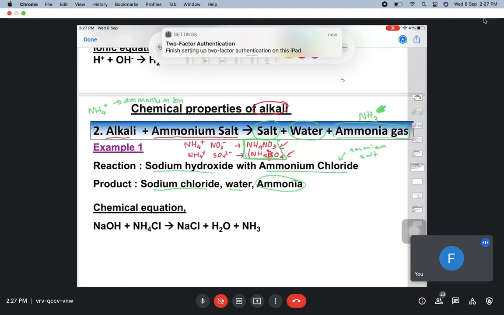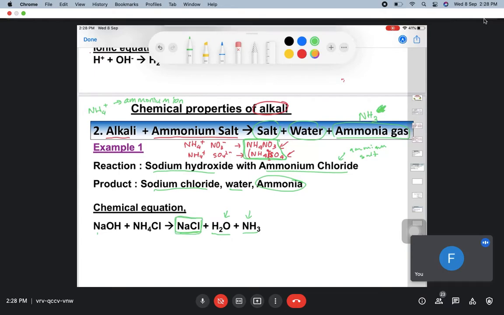Chemical equations. As usual, you should be able to do the chemical equation. So, sodium hydroxide is NaOH, ammonium chloride is NH4Cl. You will get sodium chloride, salt, water and ammonia. So, these two are fixed. You just have to find the chemical formula for the salt, like the previous ones.